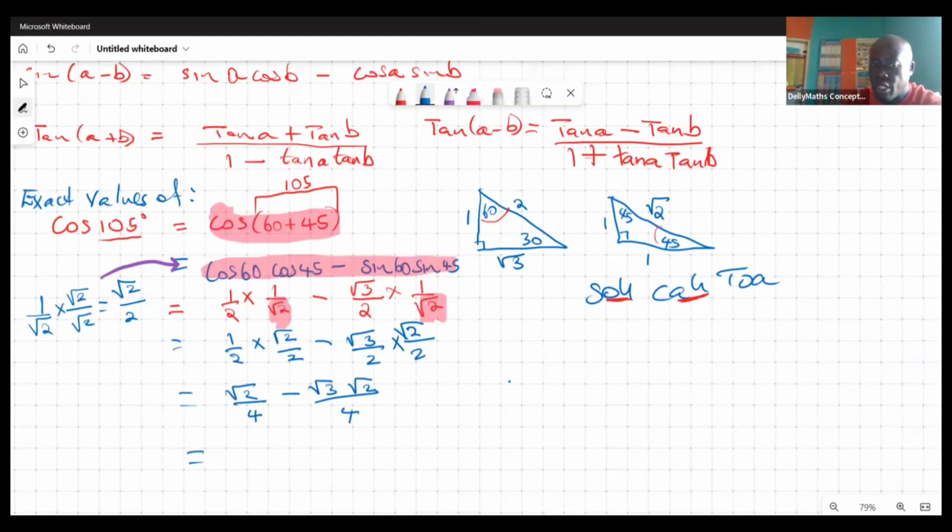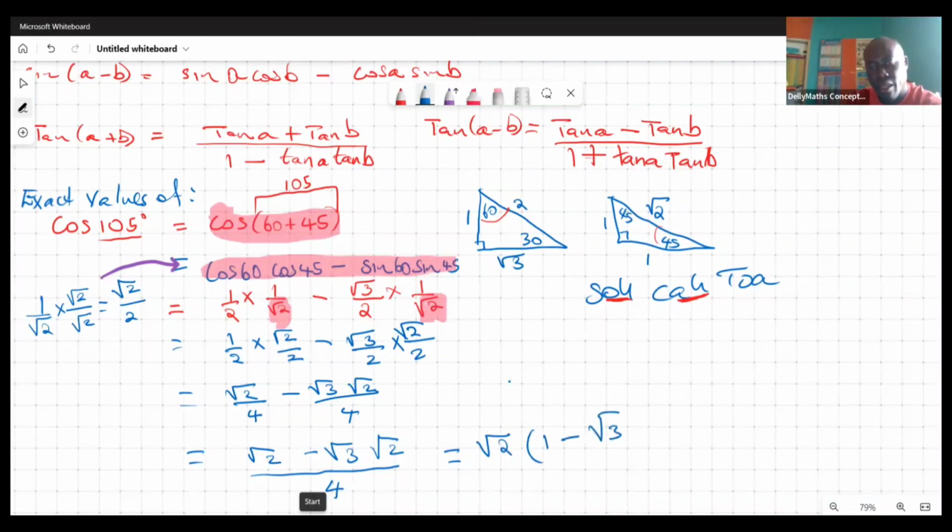As you can see, we're almost done. When I look at this, check it out. This is the same denominator of 4. So it's like I have root 2 minus root 3 times root 2 all over 4. And then I could go further because I am now able to factorize out the root of 2. What do I mean? Taking out the root of 2, open a bracket, I will have 1 minus root 3, all over 4.